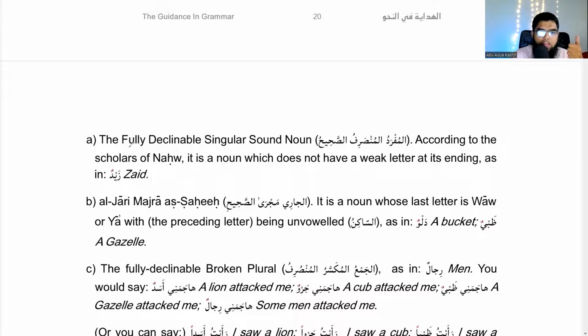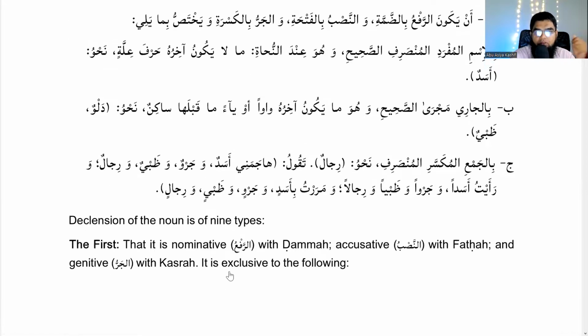So you have to look for three things. One, it should be a noun. Two, it should be fully declinable, munsarif, not partially declinable. It should be a singular word. It should be a sound noun, sahih. According to the scholars of Nahw, a sahih noun is one which does not have a weak letter at its ending, as in Zaydun or Asadun. Just remember: a singular noun that does not have any waw or ya at the end, like Zaidun, Zaidan, Zaidin, with dhamma, fatha, kasra.